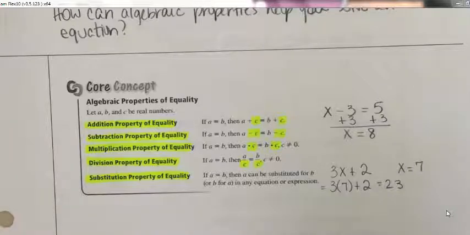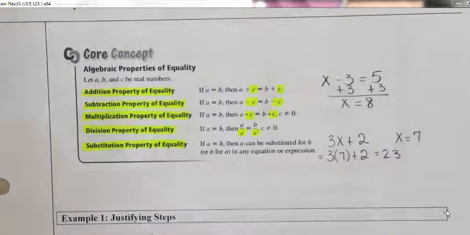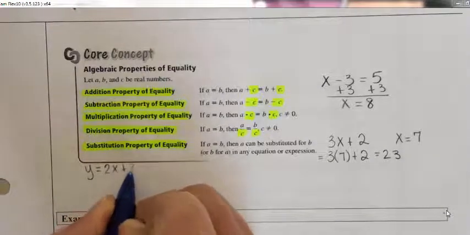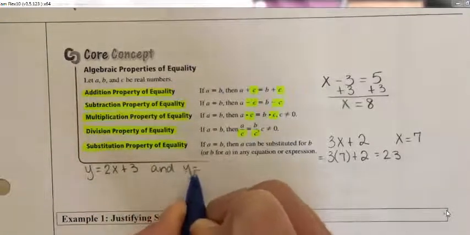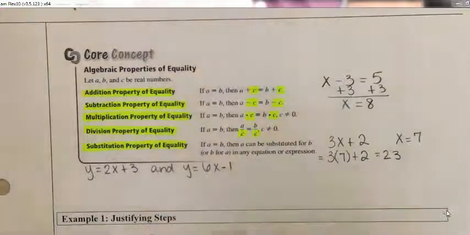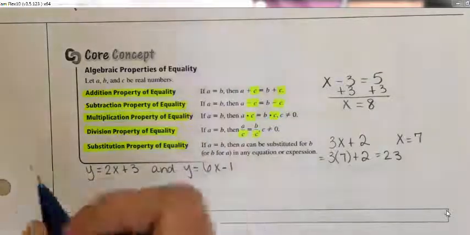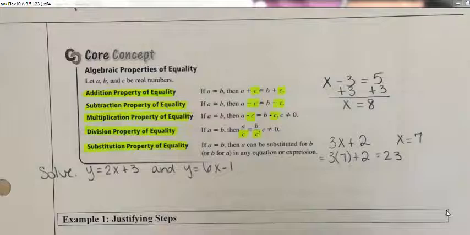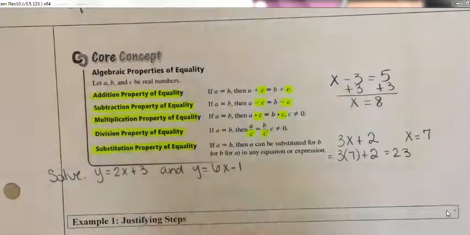We use this a lot in another way, too. So in Algebra 1, you learned about if you had two equations. For example, if you had y equals 2x plus 3 and y equals 6x minus 1. I have two equations that are both equal to y. So what I can do, if for example, the directions were to solve this, well, the solution to this system is going to be a point where these two equations intersect.